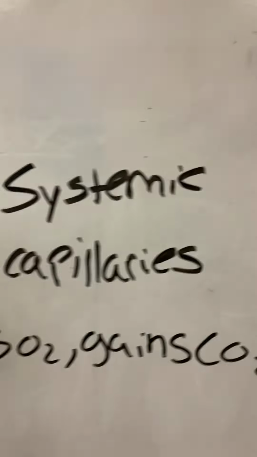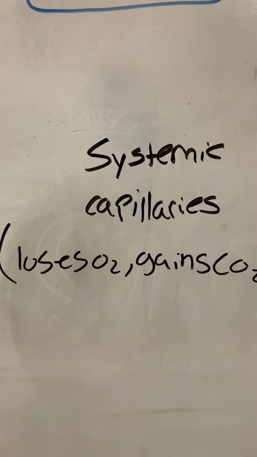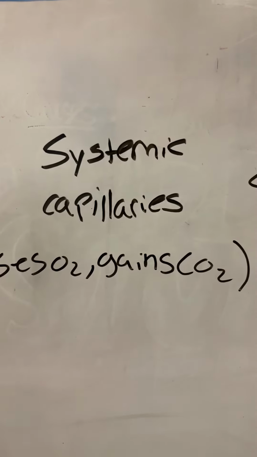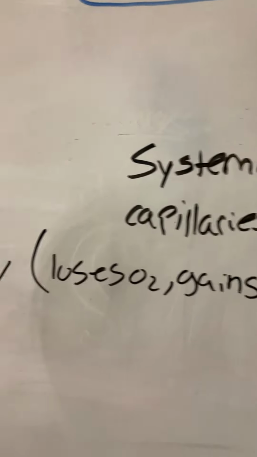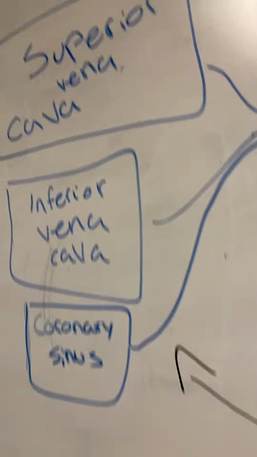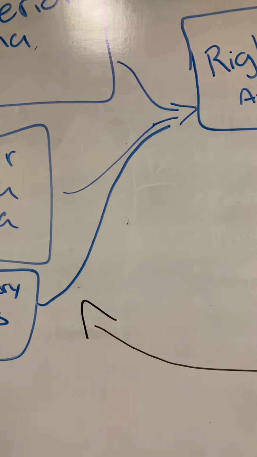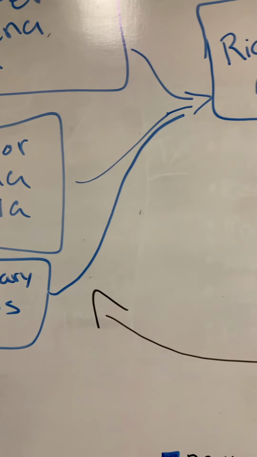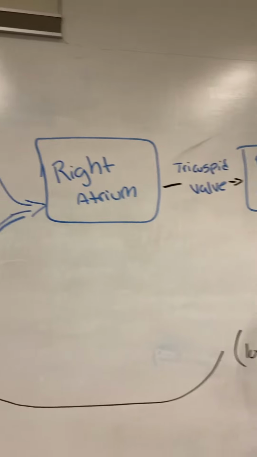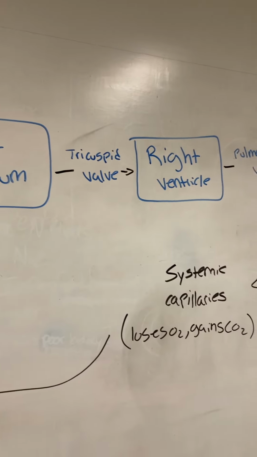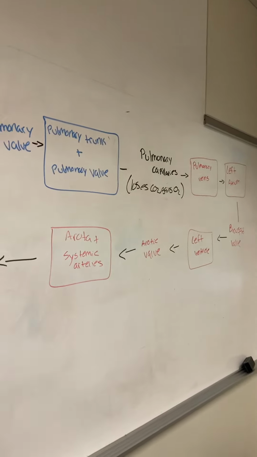This then goes to the systemic capillaries, which will lose oxygen and gain carbon dioxide, which is CO2, and then it would go back into the vena cava and the coronary sinuses. And it is a never-ending cycle. It will repeat itself. And as you can tell, I wrote in blue where it is deoxygenated blood, and then whenever it goes to the red, that's when it's oxygenated blood.